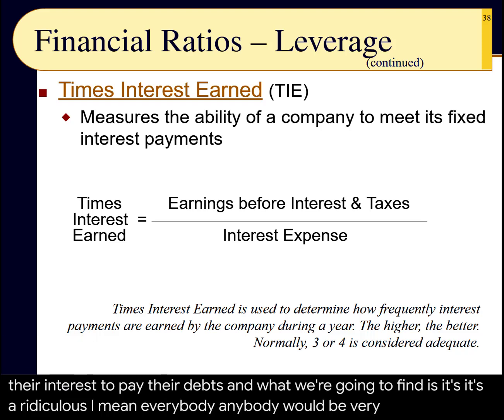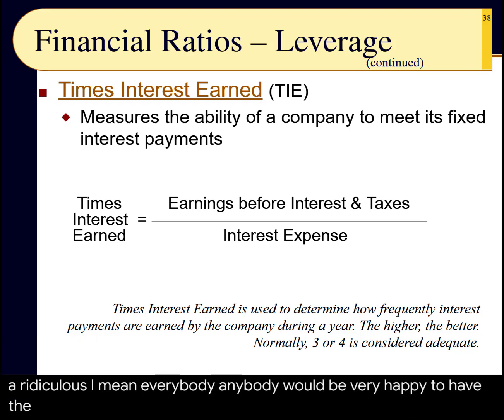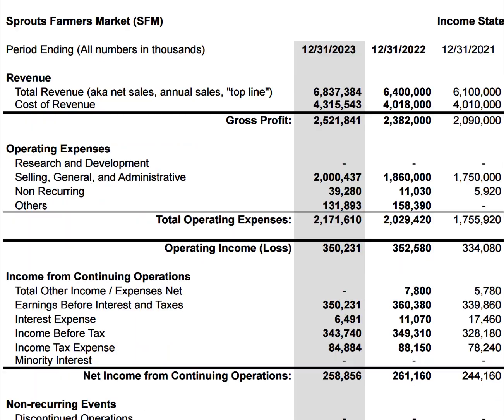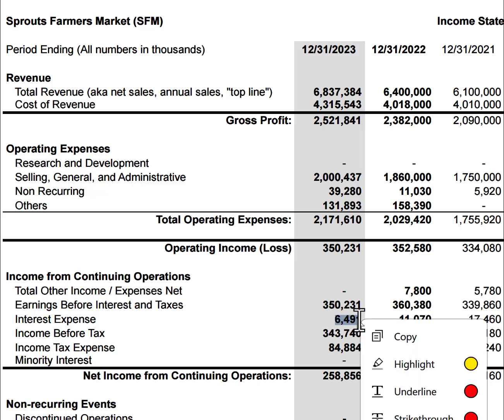Anybody would be very happy to have the times interest earned that Sprouts has. So let's take a look at the income statement again. What's the income before interest and taxes? $350 million. And look at their interest expense, $6.5 million.